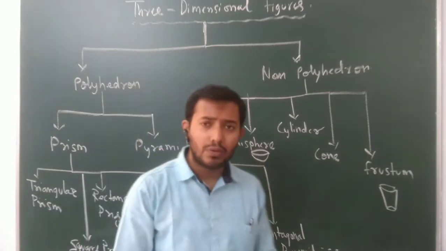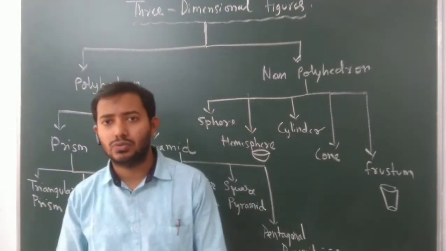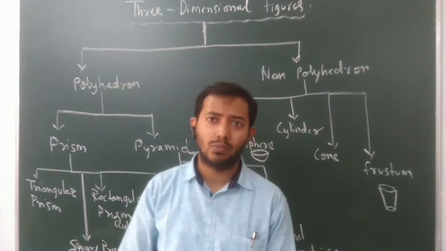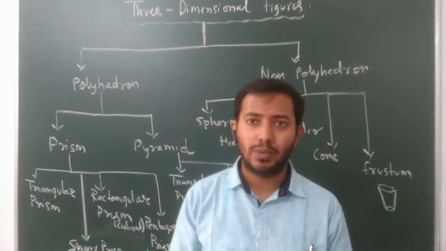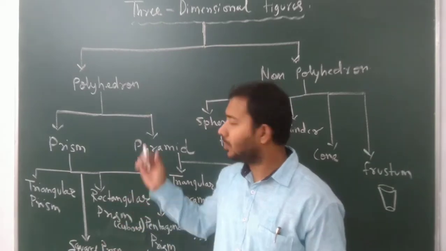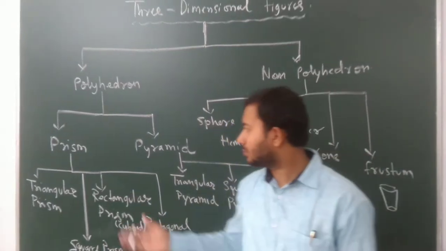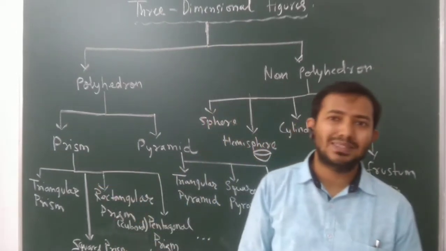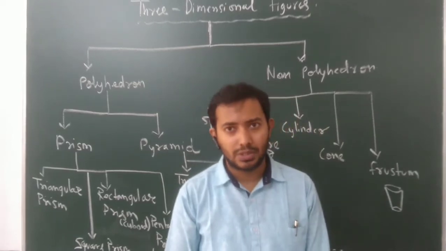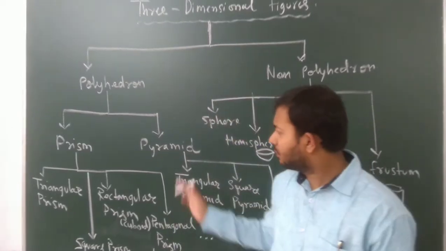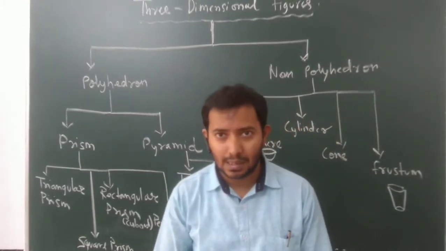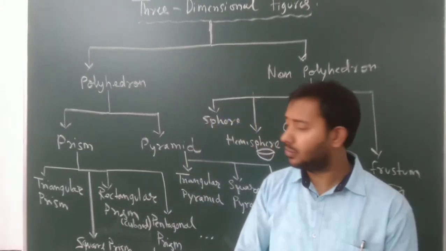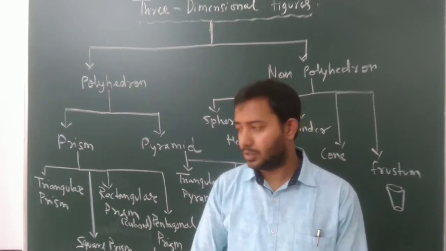Now, if we enter into the polyhedron, because we're going to discuss this one quite more. So let's go into the details of this one. If you see the polyhedron, you can see here polyhedron is divided into two parts. One is prism and one is pyramid. And what is the difference between prism and pyramid? We'll try to understand that with the help of the samples we have with us.